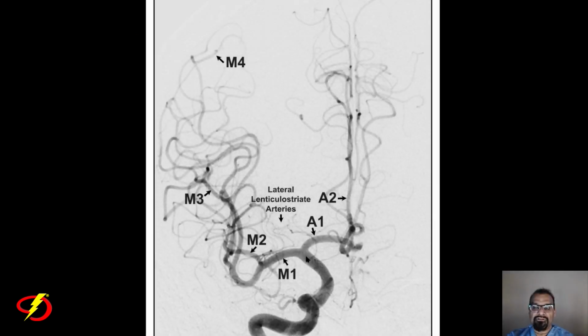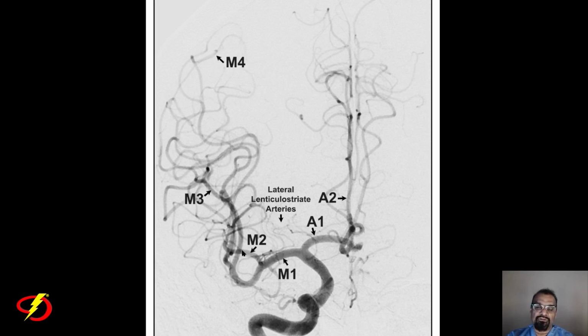So here's the carotid terminus. Medially, we have the A1 segment. Coming off this are medial lenticulostriate arteries. Past the anterior communicating artery, which you don't see well here, we have an A2 segment. Here's the middle cerebral artery laterally. The first segment is the M1 segment. Extending off this are lateral lenticulostriate arteries. Remember, this is a laterally oriented vessel.